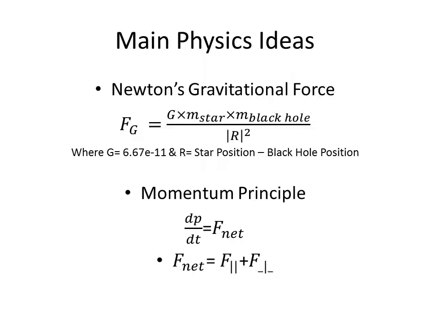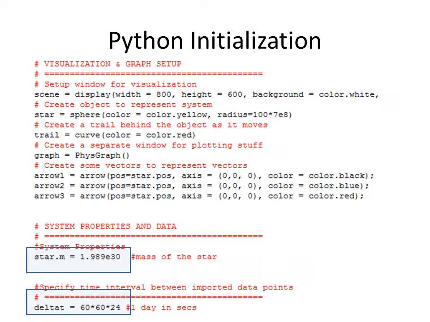The simulation correctly found the mass of the black hole using Newton's gravitational force. Newton's gravitational force is the universal gravitational constant G, which equals 6.67e-11, times the masses of the star and black hole divided by the distance between the moving star and the stationary object. I was able to break my vectors down into components using the momentum principle, the change in momentum equaling FNet, knowing that FNet equals both my parallel and perpendicular components.